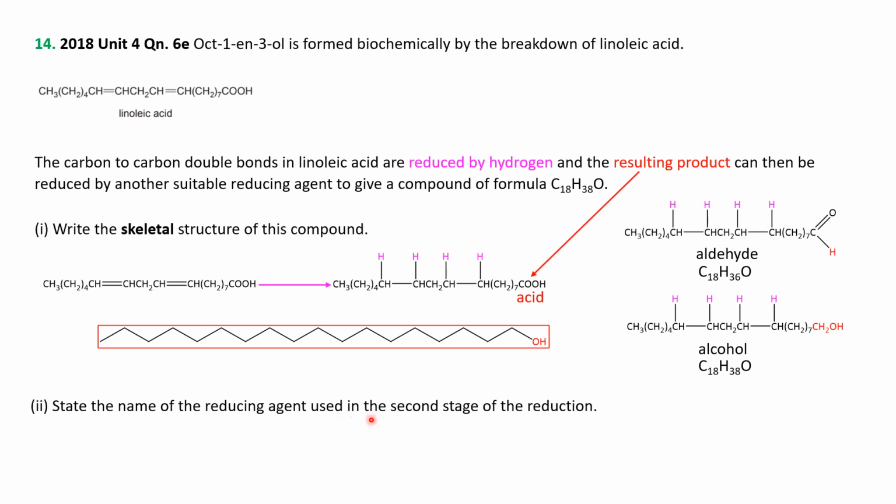And what's the name of the reducing agent used in the second stage of the reduction? Well, that's going from an acid to an alcohol, but anytime you want to reduce an acid, you have to use the stronger one, lithium aluminium hydride, LiAlH4, and of course in anhydrous conditions.